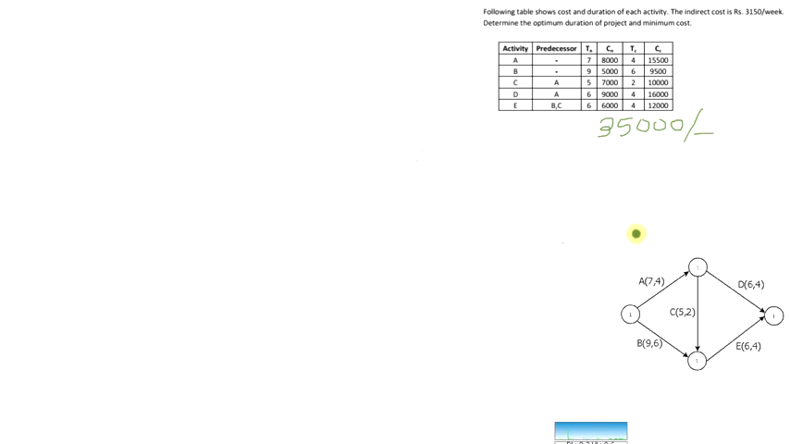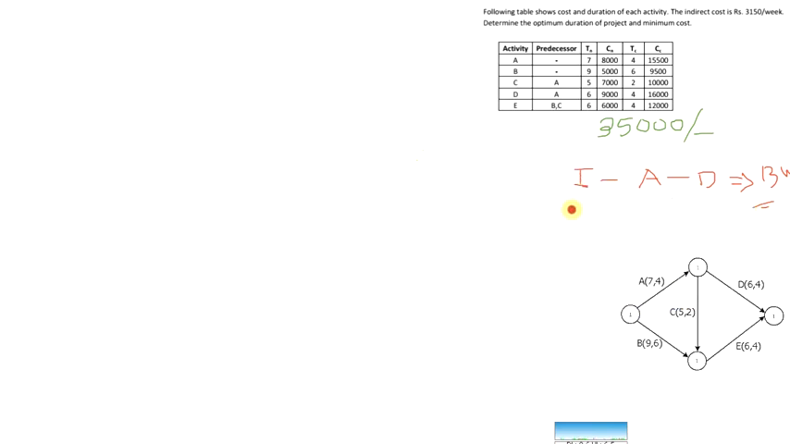Now what we are going to do is find the critical path. Which will be the critical path in this one? For that, we have to find out the longest path in the network diagram. Path 1 is AD, and its corresponding project duration will be 7 plus 6, 13 weeks.